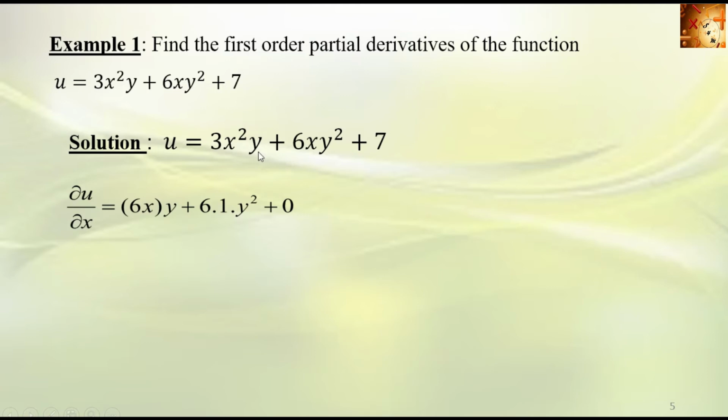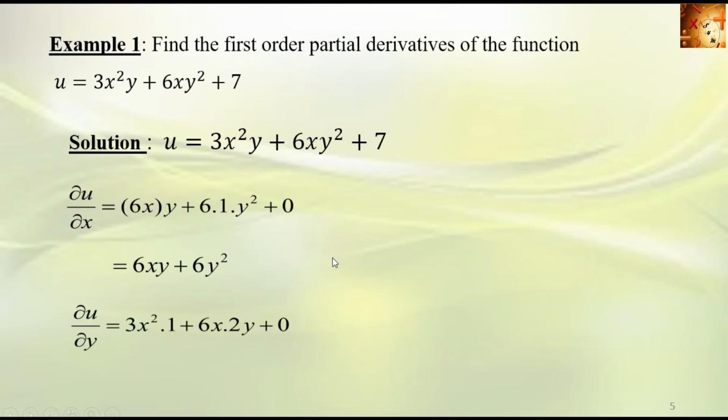So 3y remains a constant. The derivative of x square with respect to x is 2x. So the answer is 6xy plus. Next one, 6 is a constant and y square is treated as a constant. So 6y square is a constant. The derivative of x is 1. So the answer is 6 into 1 into y square, plus derivative of 7. 7 is a constant term, so derivative of 7 is 0. So dou u by dou x is equal to 6xy plus 6y square.